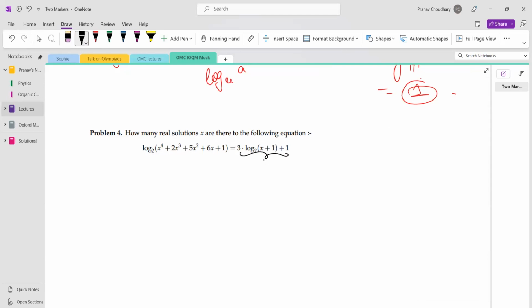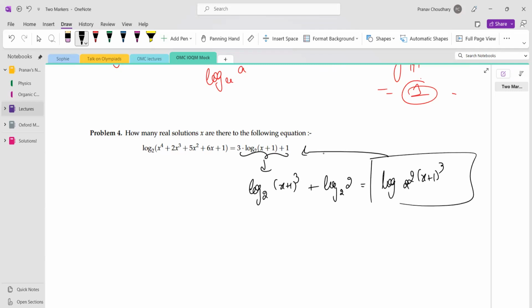So 3 log of x plus 1 would be log of (x plus 1) cubed, plus 1 is log 2. So this thing is just the logarithm of 2 times (x plus 1) cubed. And now you just remove the logs because log is a monotonic function. So this implies x to the power 4 plus 2x cubed plus 5x squared plus 6x plus 1 equals 2x cubed plus 3x squared plus 6x squared plus 6x plus 1. Cancel, cancel.